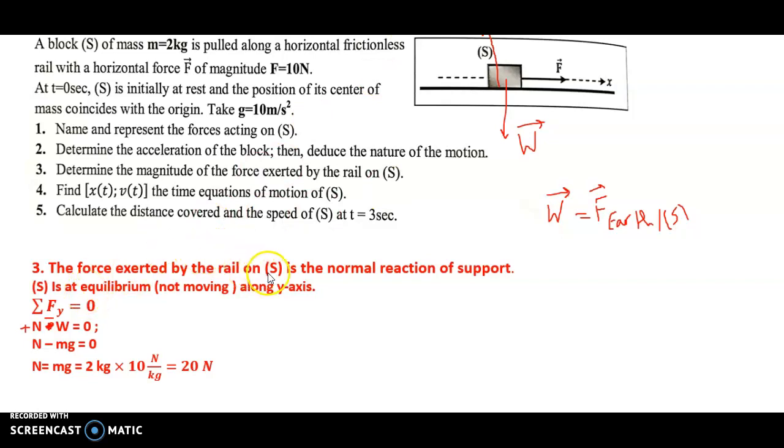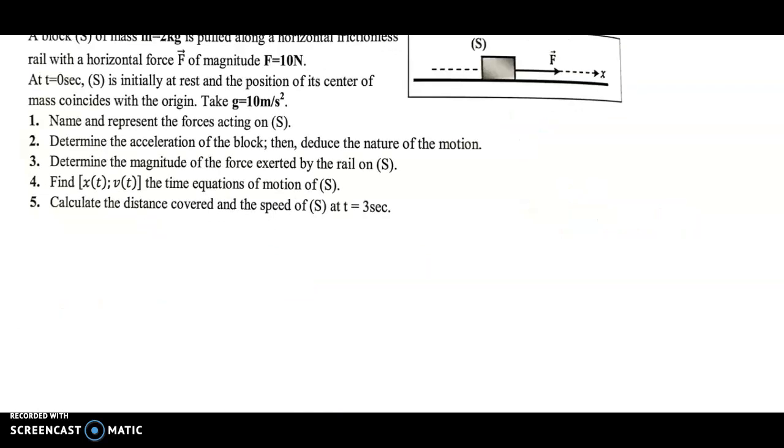Now the force exerted by the rail on S is the normal reaction of support. S is at equilibrium, not moving along the y-axis. Then the summation of all the y components of the forces is equal to 0. We have N upwards, W downwards, so we write plus N minus W equals 0 when we project. N minus mg equals 0. Move mg to the other side, it becomes N equals mg, 2 kilograms times 10 Newton per kilogram, which is equal to 20 Newton. Okay.